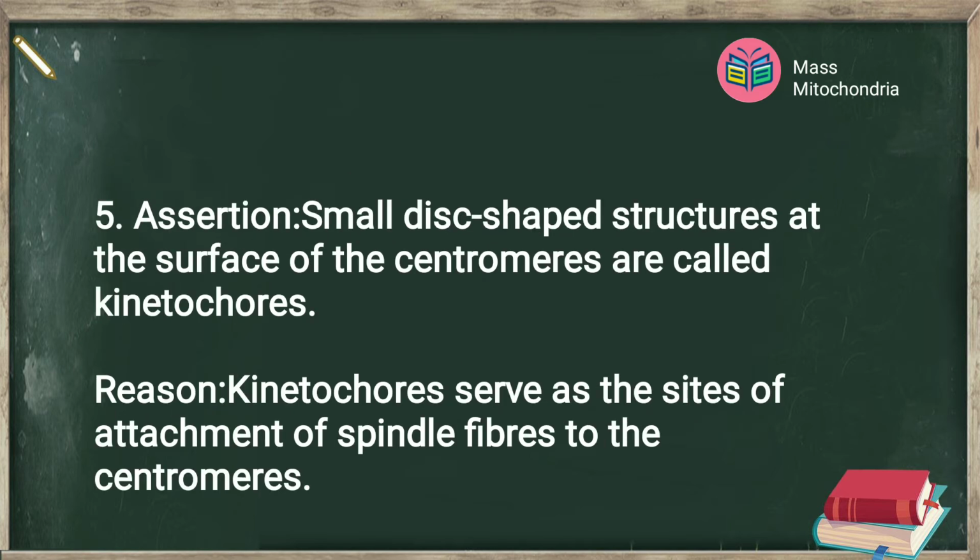Question number 5. Assertion: Small disc-shaped structures at the surface of the centromere are called kinetochores. Reason: Kinetochores serve as sites of attachment of spindle fibers to the centromere. Answer is option B.